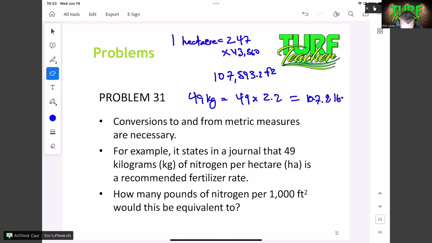That's 107.8 pounds. So basically, divided by the 107.6 thousand, that is about 1 pound of nitrogen per thousand.